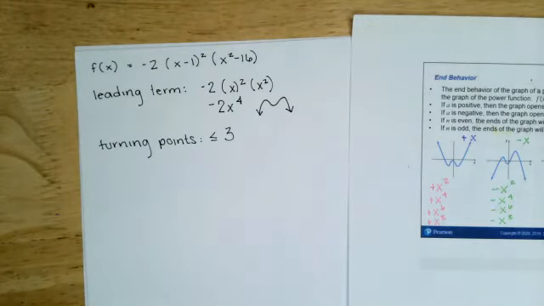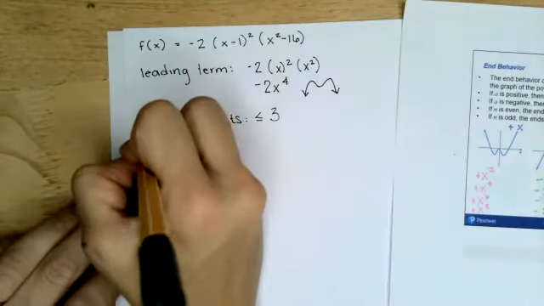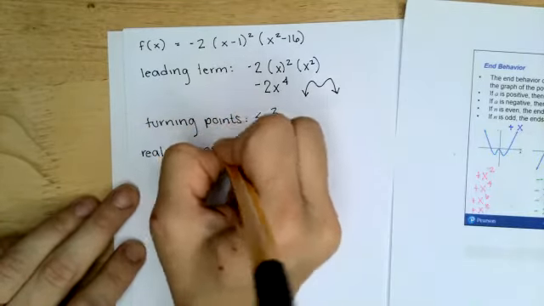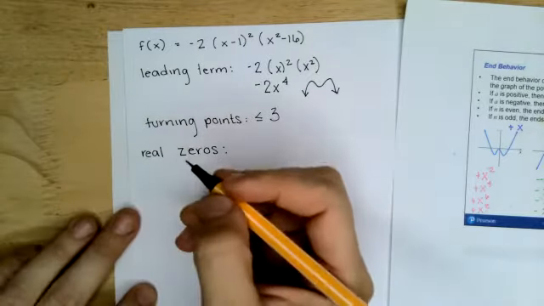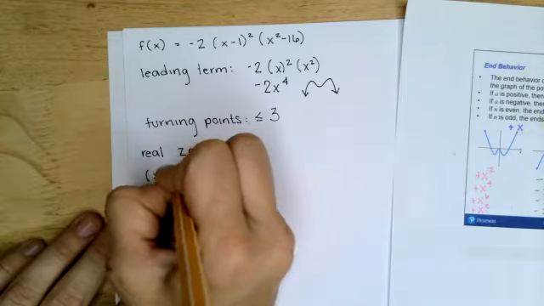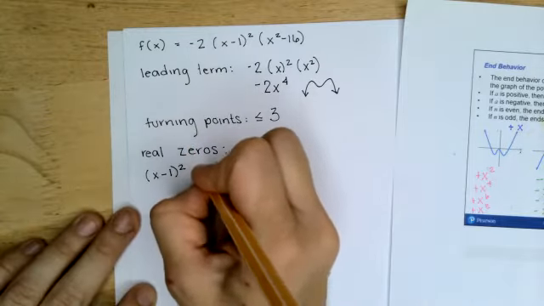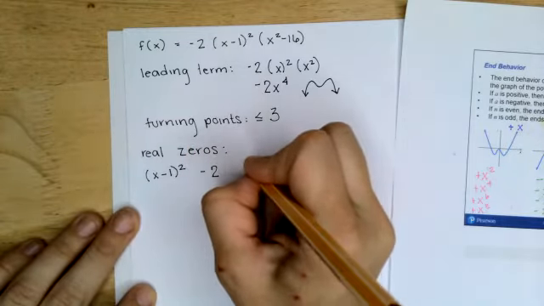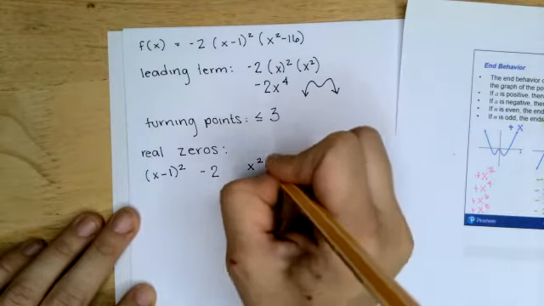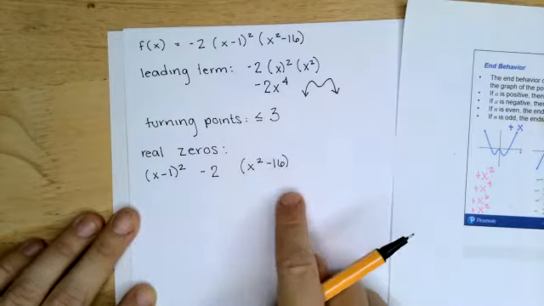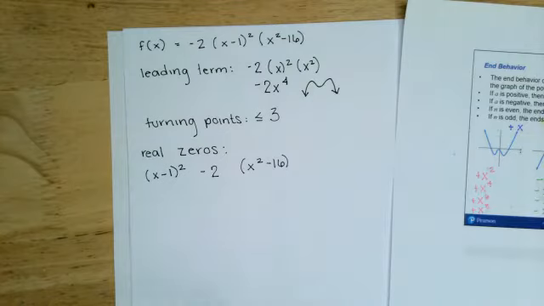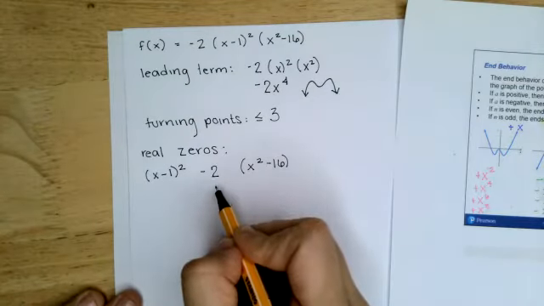Good. Then I'm going to find my real zeros. I have x minus 1 squared. I have -2. And I have x squared minus 16, not raised to any power. Good. Okay. The -2, there is no x, right?